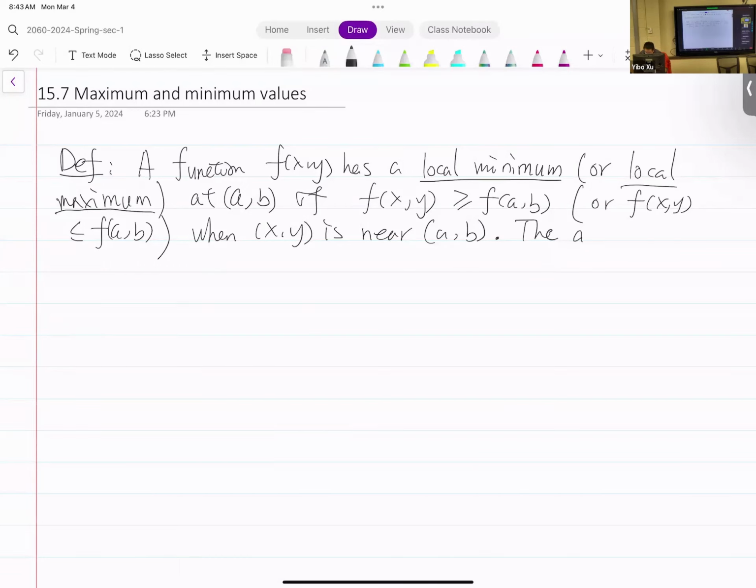The output value f of AB is called the local minimum or maximum value.